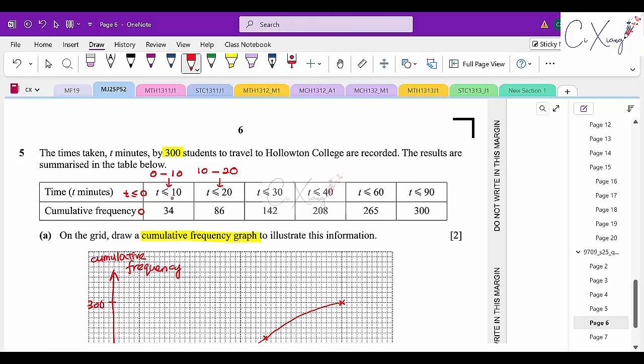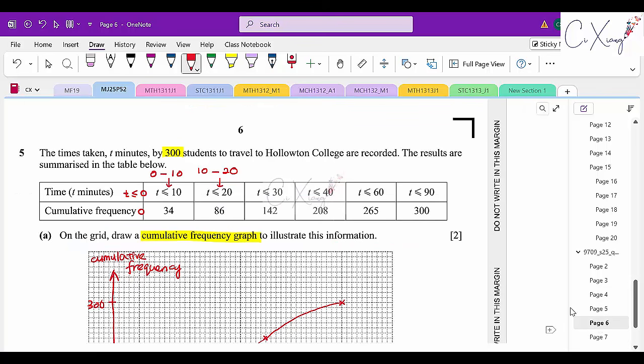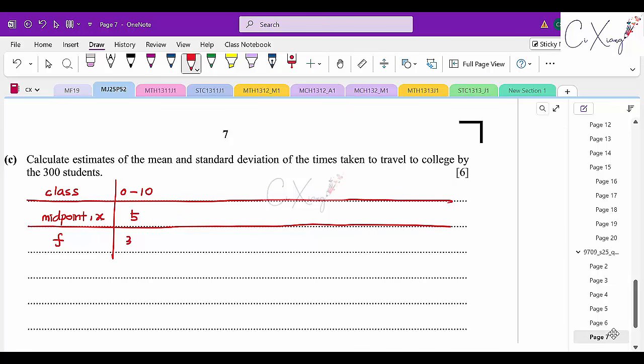Right, so for the first class, it is from 0 to 10. If you want to write it in a very accurate form, then it should be this one. But to me, this is not important. I just want to write out the value only, so it will be from 0 until 10. And what's the midpoint? You take 0 plus 10 divided by 2, and you get 5. Then how about the frequency? To get the frequency, you take 34 minus the previous cumulative frequency, which is 0. So 34 minus 0, you get 34. So the first frequency is 34.